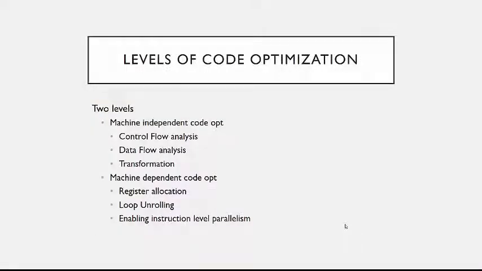Now, what are the levels of code optimization? There are two levels of code optimization: machine independent code optimization and machine dependent code optimization. In machine independent code optimization, there are techniques like control flow analysis, data flow analysis, transformation, etc. In machine dependent code optimization, there are techniques like register allocation, loop unrolling, enabling instruction level parallelism.